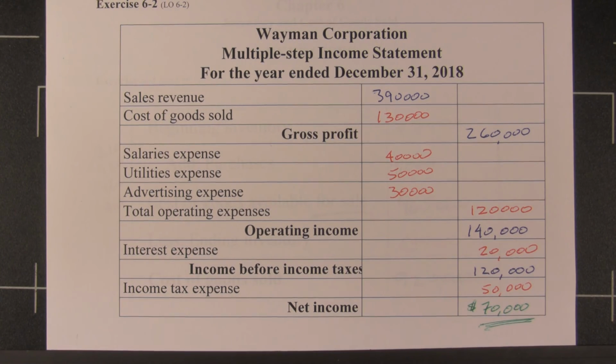So the blue numbers are positive, the red numbers are negative. Net income after taxes, after other expenses, $70,000. Multi-step income statement.